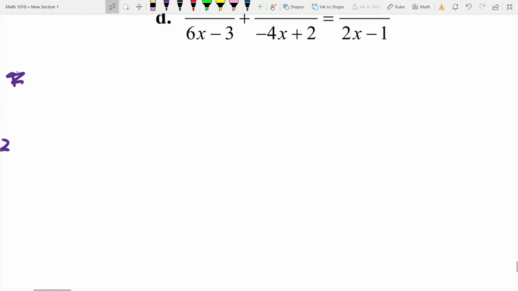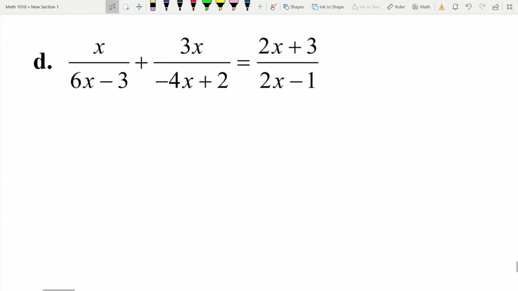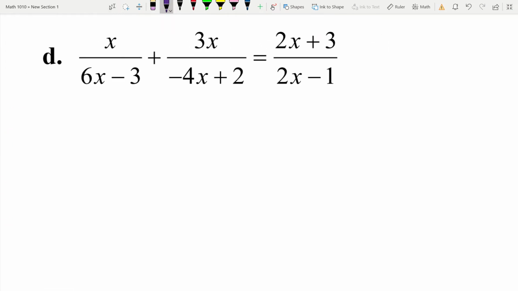Okay, question D. Slowly. I think these last few lessons we do are kind of tough, just so you guys know. Okay, first fraction, take out a 3, and I'm left with 2x minus 1.